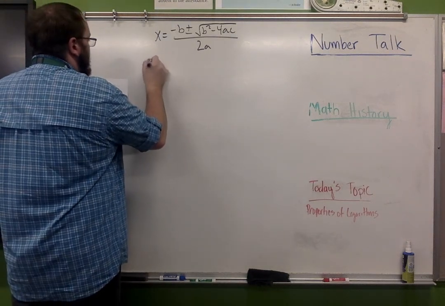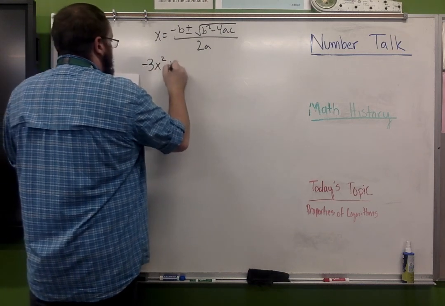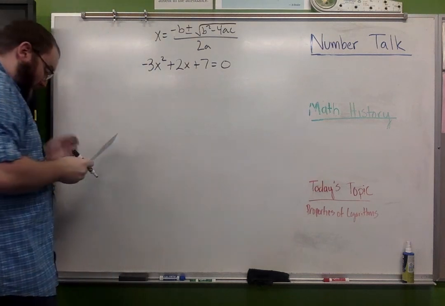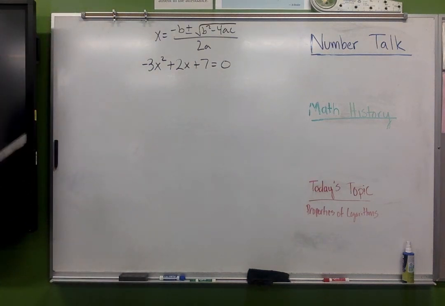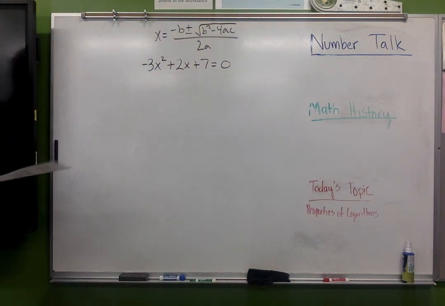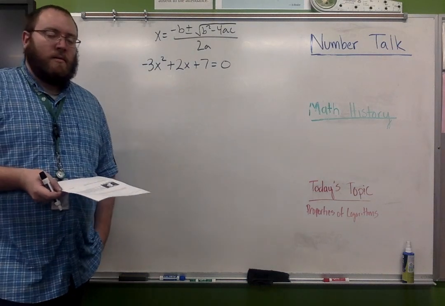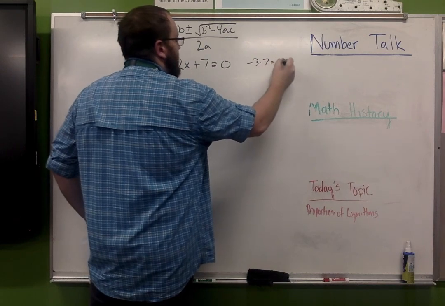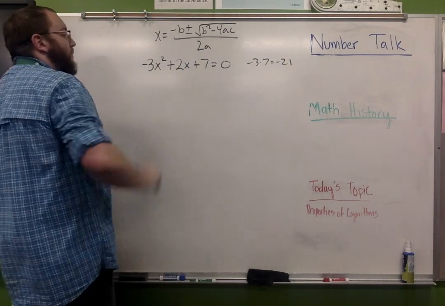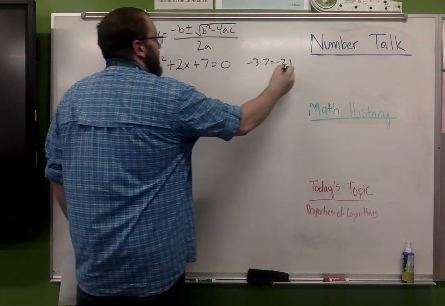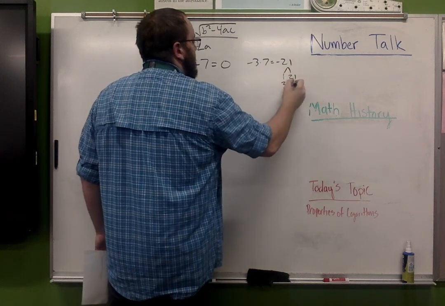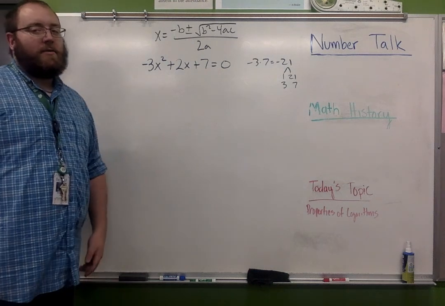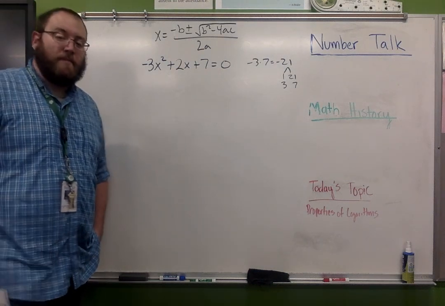We have negative 3x squared plus 2x plus 7 equals 0. If you try to factor that, you can't. Right? If we do a times c, so negative 3 times 7 equals negative 21. Two numbers that multiply to negative 21 that add to 2. Let's see, 1 and 21, 3 and 7. None of those add to 2. Can't factor it. So we need the quadratic formula.